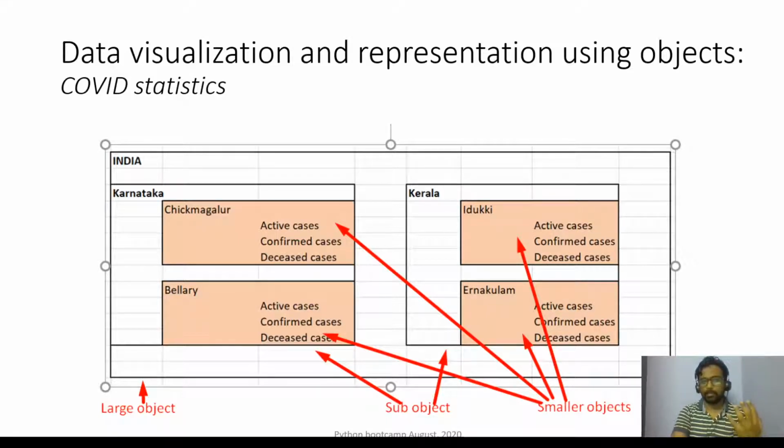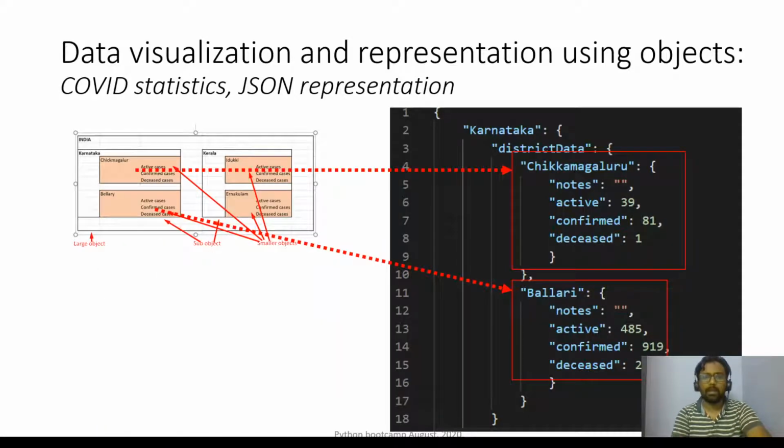Let us just look at how we represent this particular object. This is just for visualization. So this is a big object, and these are smaller objects. How do you represent it in the form of JSON or XML? You can see that. This is an example for JSON. The thing you are seeing on your right is an example of JSON.